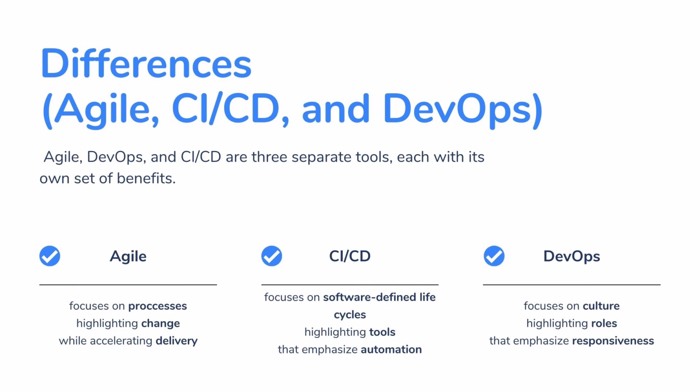Agile is a practice that emphasizes change while speeding up delivery, and CI/CD emphasizes tools that prioritize automation and focuses on the software-defined lifecycle. And DevOps emphasizes the role that prioritizes responsibilities and focuses on the culture.